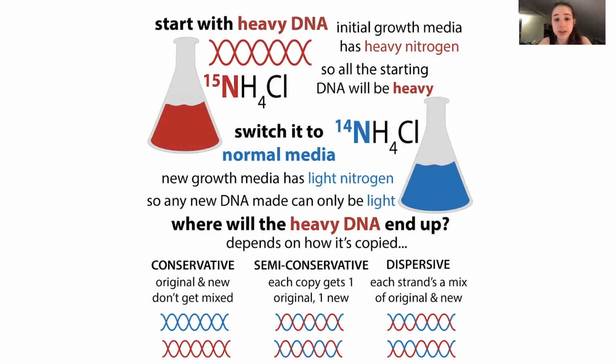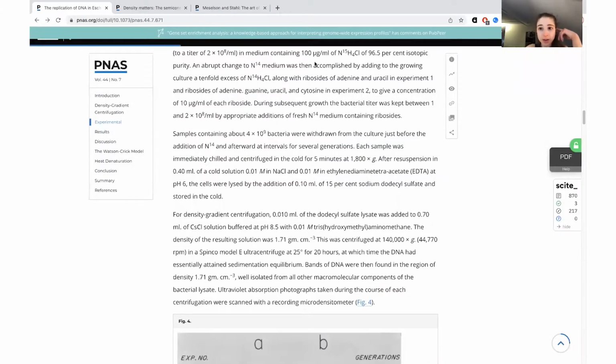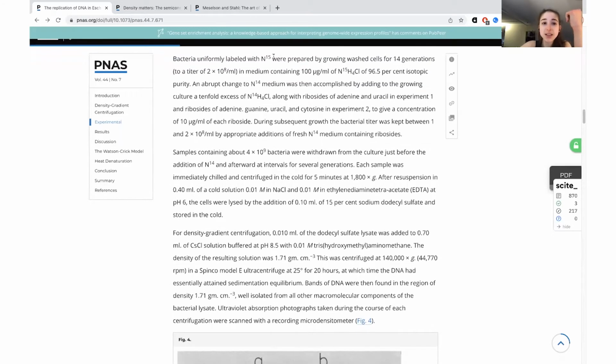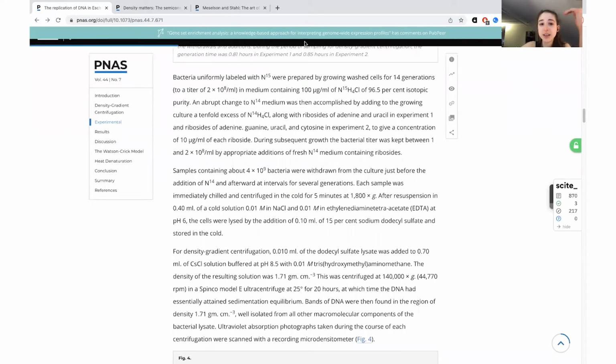If they then switch the bacteria to a normal media, so with normal nitrogen, this light nitrogen, then any new DNA that's made can only be light. And then they can look and see where the heavy DNA ends up. So just a technical note, so how they change the media, basically instead of dumping off the media and then adding new medium and potentially losing cells in the process, what they did was that they grew these bacteria in this heavy media for 14 generations. So they're swamping out any of the light nitrogen that these bacteria were originally grown in.